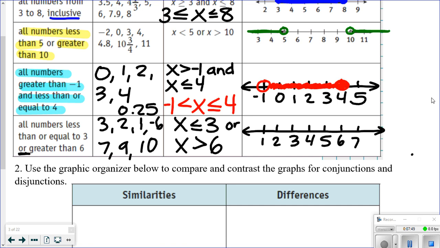X is less than or equal to 3, so we're going to put our circle on 3, or equal to, so close it, fill it in. And we're shading towards the left because we're less than that. Our next circle is at 6, and we're going to leave it open because we're greater than 6. 6 is not included. And greater than that, we shade towards 7, 8, 9.